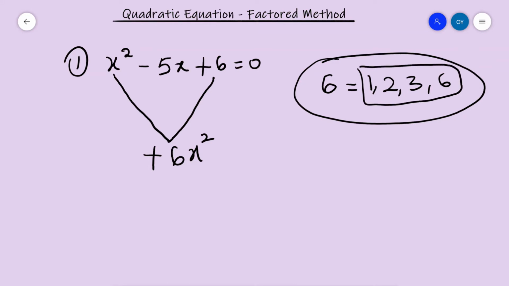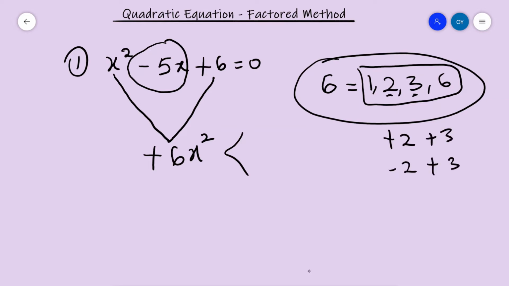We say, what are the numbers? We need two numbers that when you multiply them together, it gives you plus 6, and when you add or subtract, it gives you minus 5. So we know those numbers would be 2 and 3. So we need to know the signs that would be behind them. Will it be plus 2 plus 3, or minus 2 plus 3, or minus 2 minus 3, or plus 2 minus 3?